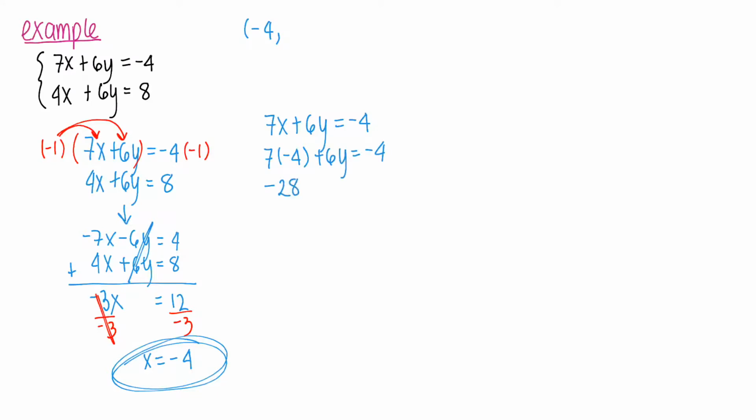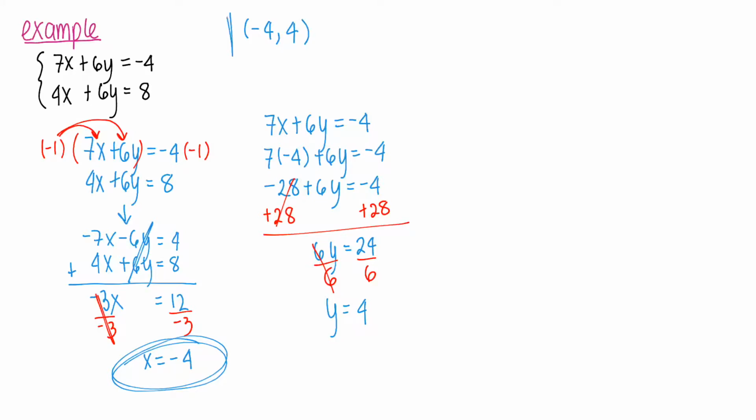So we have negative 28 plus 6y is equal to negative 4. Adding 28 to both sides, we get 6y is equal to 24. Divide both sides by 6. Y equals 4. So our answer is negative 4 comma 4.